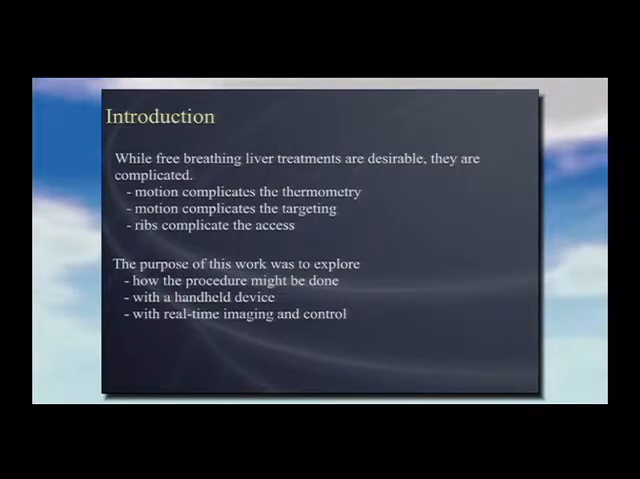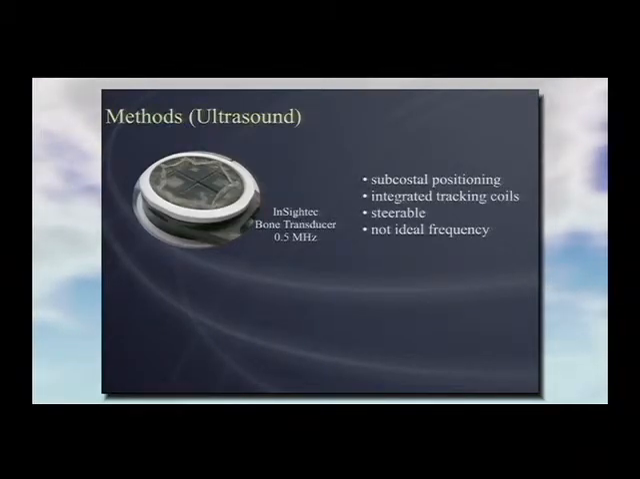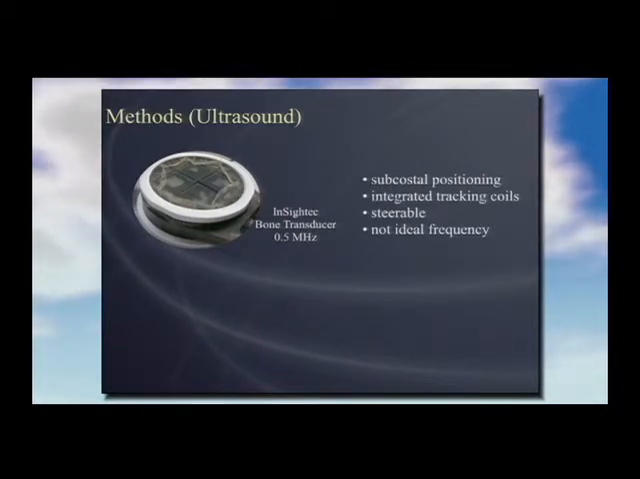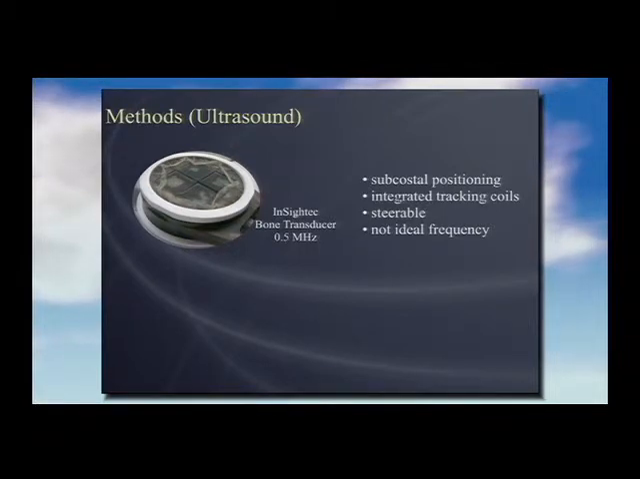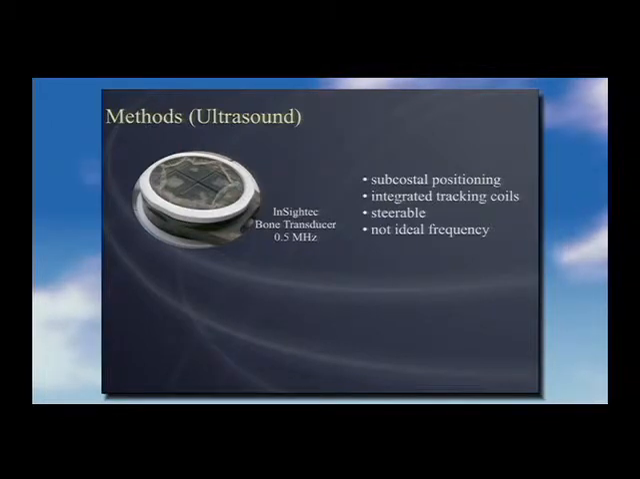So what we're going to do is explore how to do the procedure with a handheld device and with real-time imaging and control. So for our methods, we use the Insightec bone transducer operating at 0.5 megahertz. We positioned this subcostally. It does have integrated tracking coils, so we were able to track where the position was pretty rapidly. It also has many elements that we could control electronically, so we could steer the beam as needed during free breathing. It's not an ideal frequency for thermal ablation of the liver, but we thought it was a reasonable test bed with respect to trying to organize how to deal with the motion and tracking and steering the beam, et cetera.